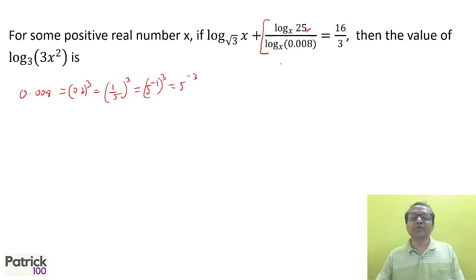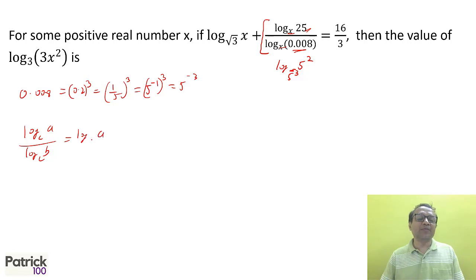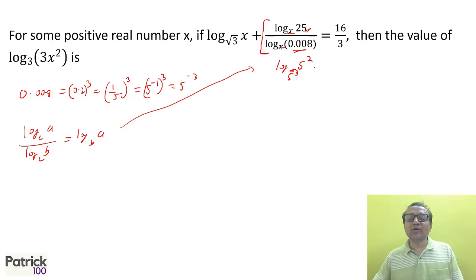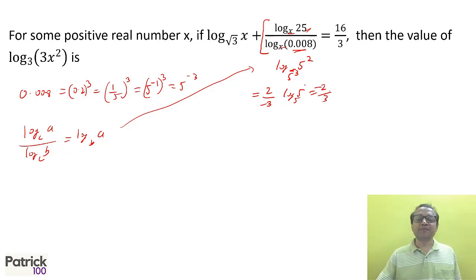If we substitute out here, this becomes log of 25, which is 5 square. This 5 raised to minus 3 will come in the denominator. Right? Same base. So you can use the formula of log of a to the base c, log of b to the base c is log of a to the base b. That's what we use out here. Once you get this, you can take 2 upon minus 3 outside. So 2 upon minus 3 is log of 5 to the base 5, which will become 2 upon minus 3, or minus 2 upon 3, because log 5 to the base 5 is 1.